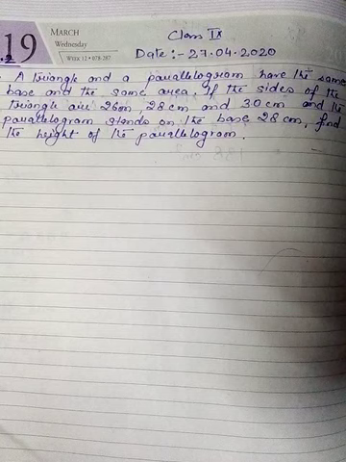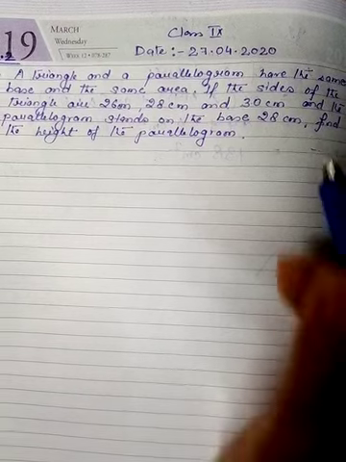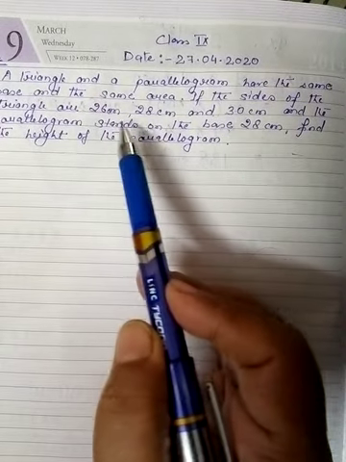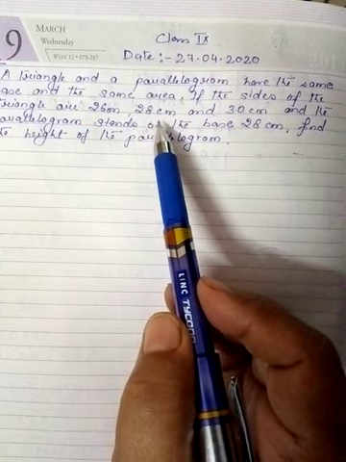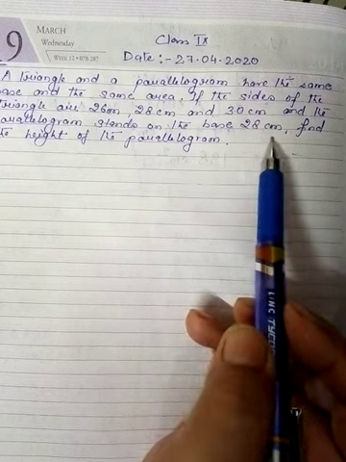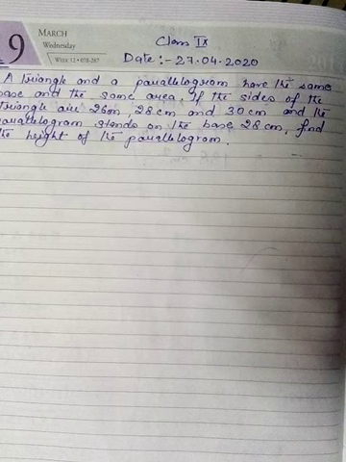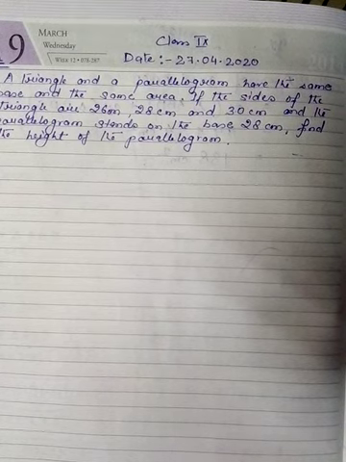Let's see some more questions based on Heron's formula as we are going through this chapter. I have taken a question from the NCERT book, exercise 12.2, question number 4. A triangle and a parallelogram have the same base and the same area. If the sides of the triangle are 26 centimeter, 28 centimeter and 30 centimeter, and the parallelogram stands on the base 28 centimeter, we have to find the height of the parallelogram.